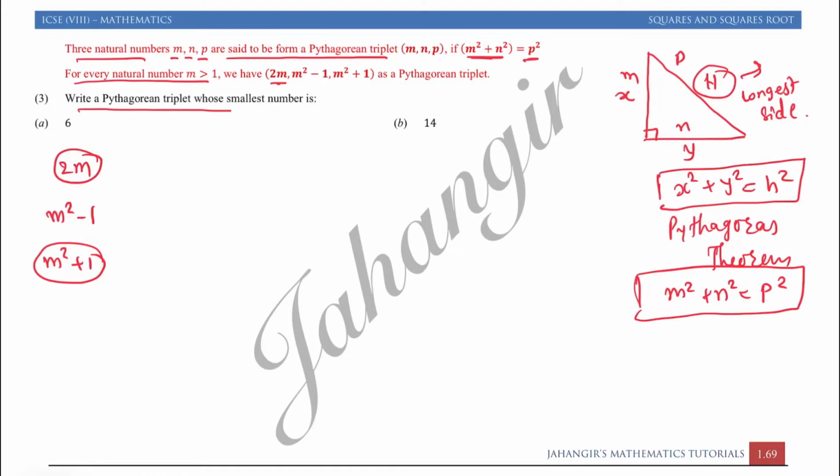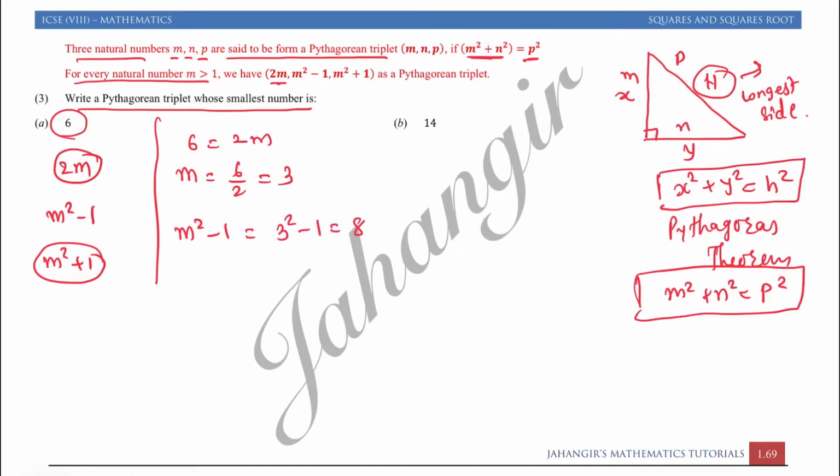Write down the Pythagorean triplet whose smallest side is given. First, write that the smallest side is given. So we take 6 equal to 2m, because 6 is the smallest side. Now the value of m will be 6 by 2, that is 3. Second, we find m square minus 1. Substituting m, that is 3 square minus 1, which is 8. Then m square plus 1, that is 3 square plus 1, which is 10. So you can write the Pythagorean triplet as 6, 8, 10.